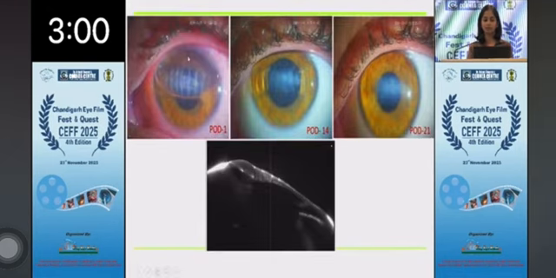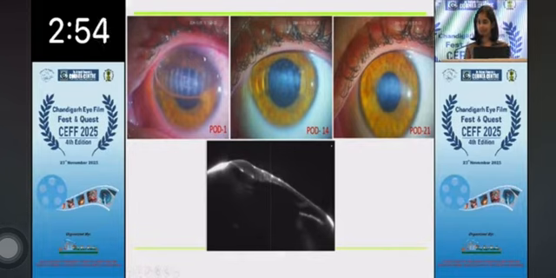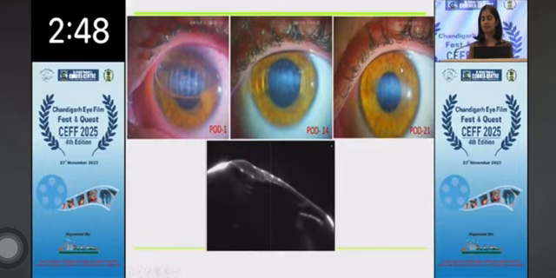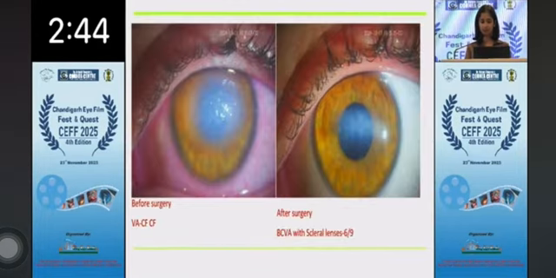This is a post-op day 1 picture with intact sutures and air bubble in the AC showing decreased corneal edema. This is a day 14 post-op picture showing marked decrease in corneal edema. This is day 21 picture with residual central corneal scarring. Now the patient is maintaining 6/9 vision with scleral lenses.